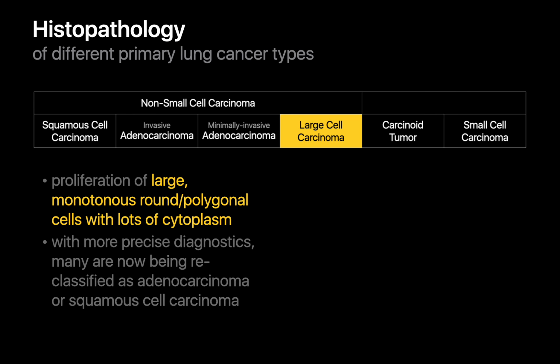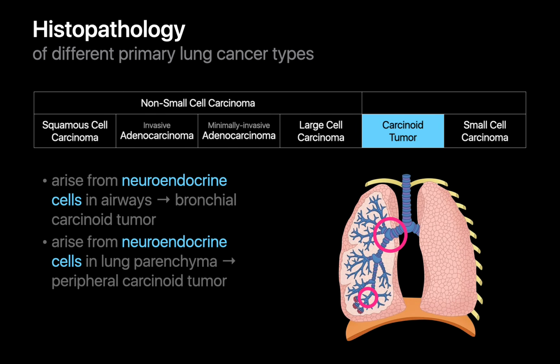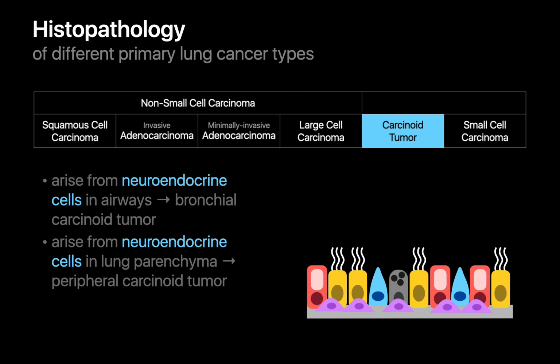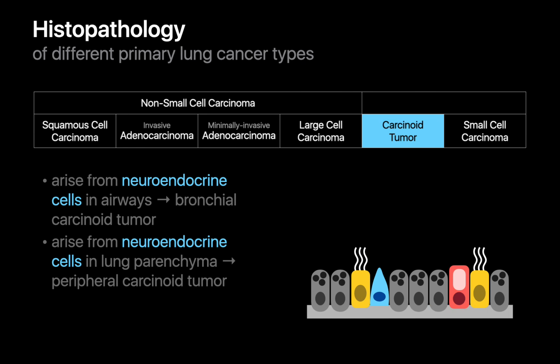Large cell carcinomas have traditionally been diagnosed in both central and peripheral locations, which is actually sort of interesting since with the advent of more precise diagnostics, many large cell carcinomas are now being reclassified as squamous cell carcinomas and adenocarcinomas. Carcinoid tumors may occur both centrally and peripherally, since the neuroendocrine cells from which they may arise can be found in the lining of both central airways and more peripheral airways too.